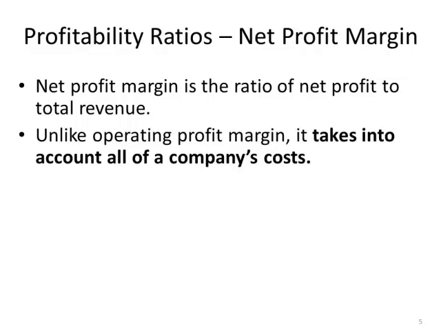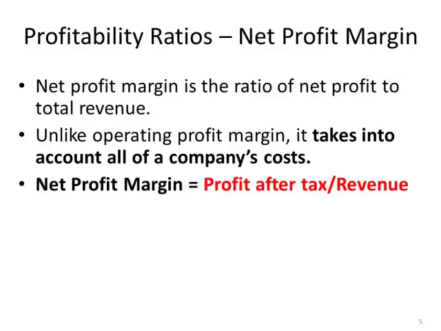So what is the difference between net profit and operating profit? Well, net profit takes into account all of a company's costs. So previously we said that with operating profit, we exclude items like interest, depreciation, and taxes. When we look at the net profit margin, we want to include all of these items. So we actually want to look at the net profit of the company, taking into account all of their costs, and then taking the net profit divided by total revenue.